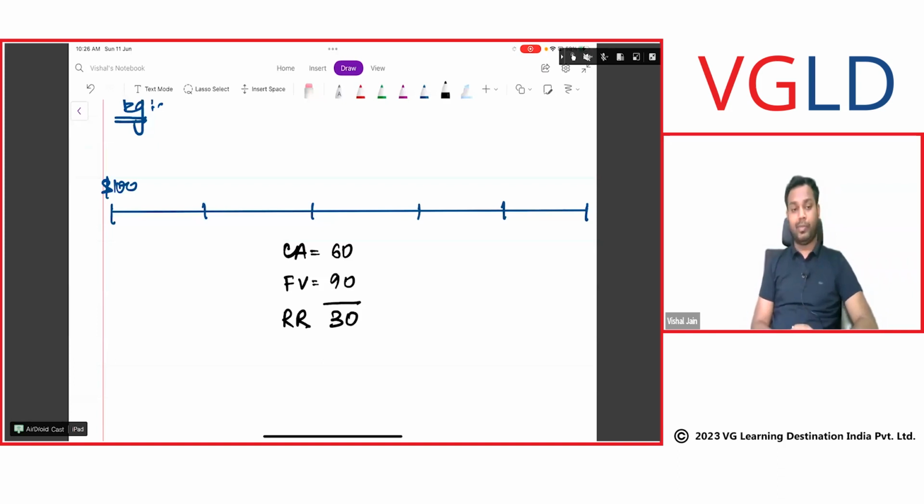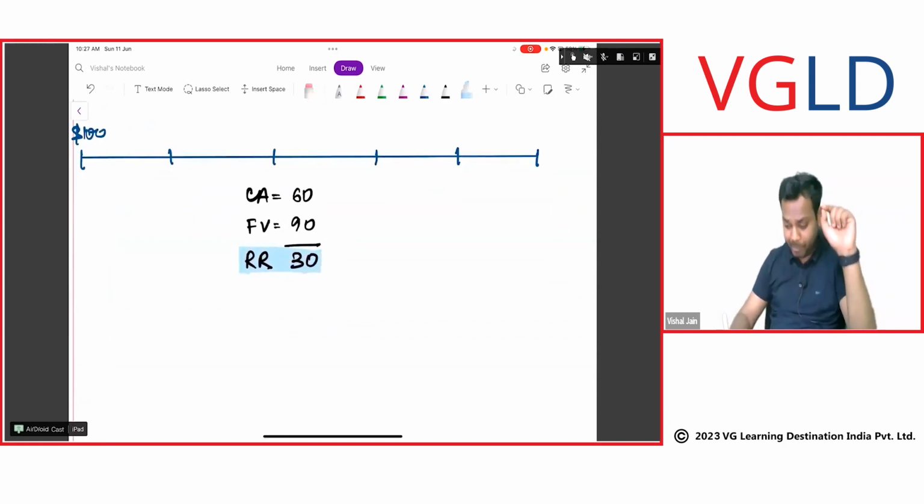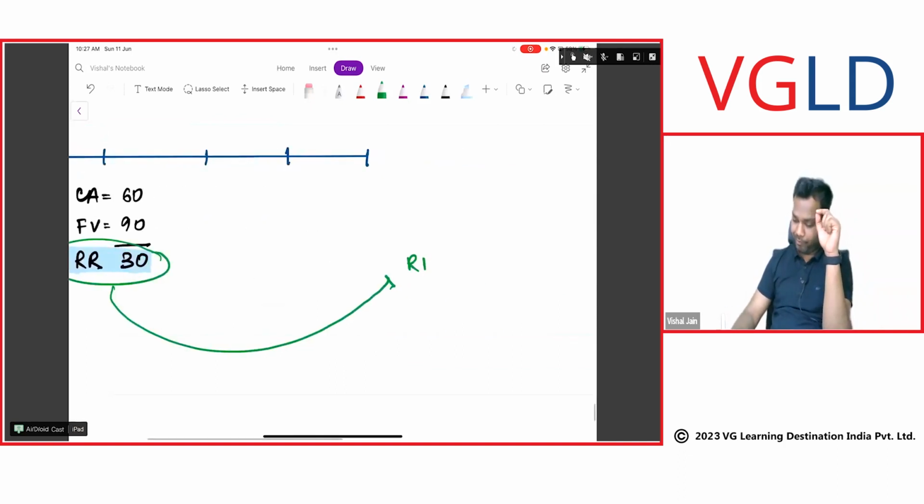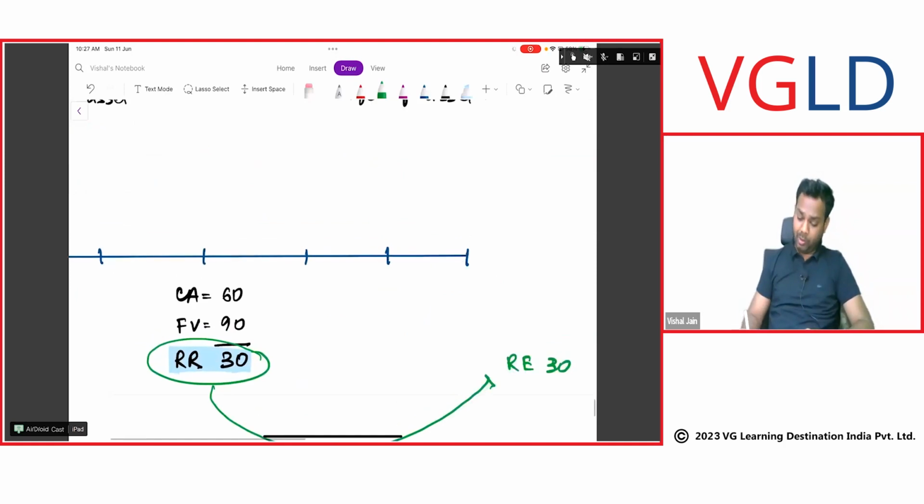Now comes the question: how will this revaluation reserve be treated further? The standard says that under option number 1, you can transfer this revaluation reserve of 30 to retained earnings. Or under option number 2, you transfer 30 over 3 years, that is 10 to retained earnings, 10, 10.